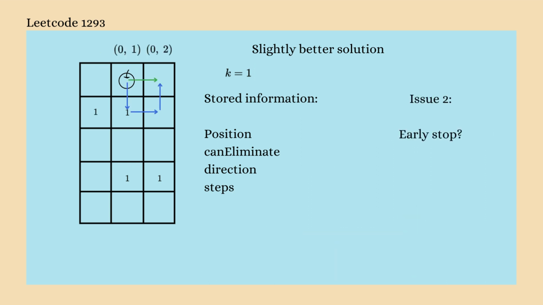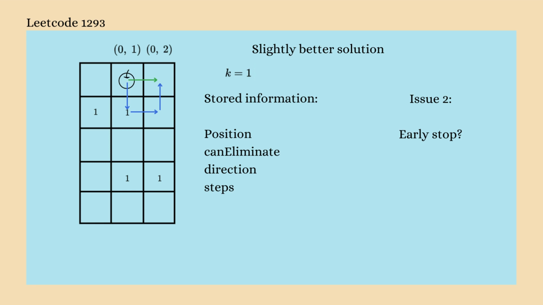Here is the second issue. Let's say we start from 0, 1 and we want to arrive at 0, 2. We have two possible paths here. The first green path is directly going right. The second blue path is going down, right, and up.